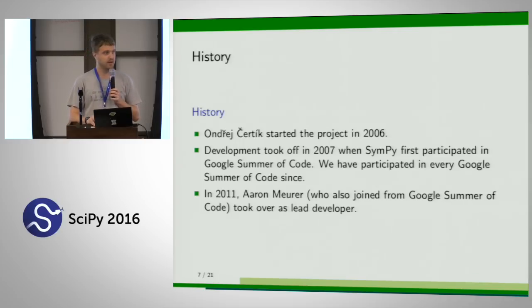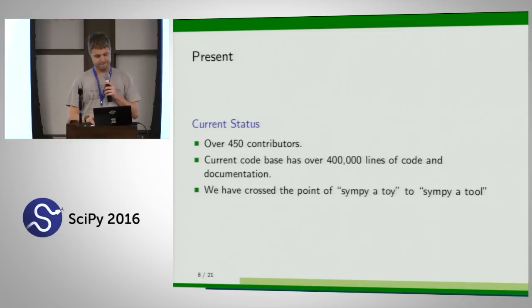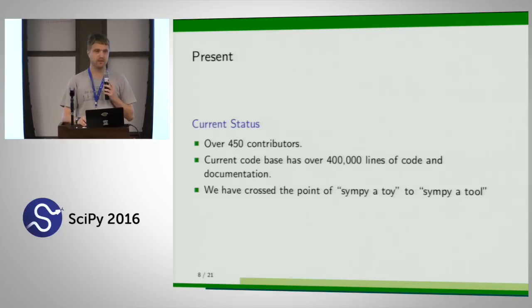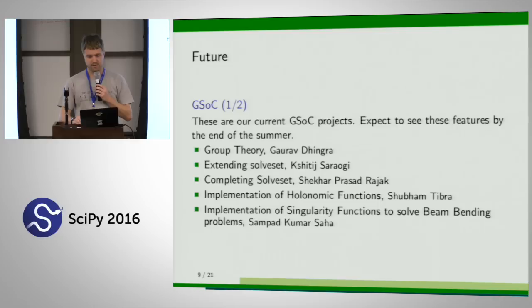In 2011, Aaron, that's me, took over as lead developer. So at this point in time, we've had over 450 contributors, over 400 lines of code, and SymPy is very much a real usable library. And in the past few months, we released SymPy version 1.0, which signifies to us that SymPy is now a very real, stable thing that people can use.